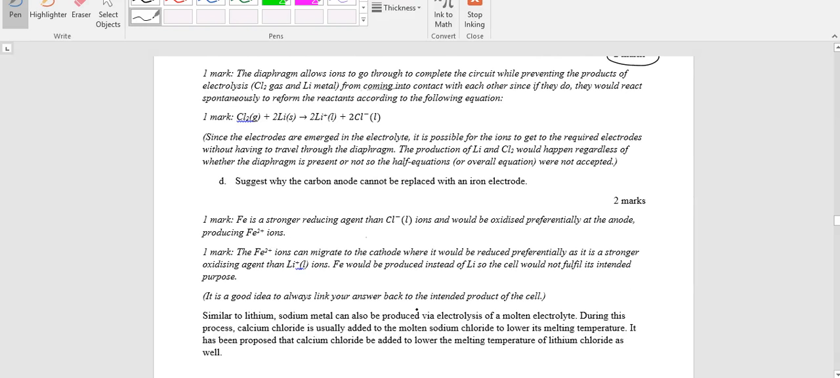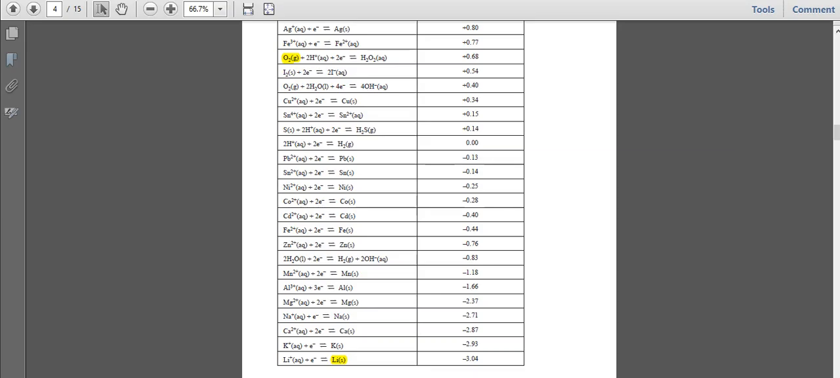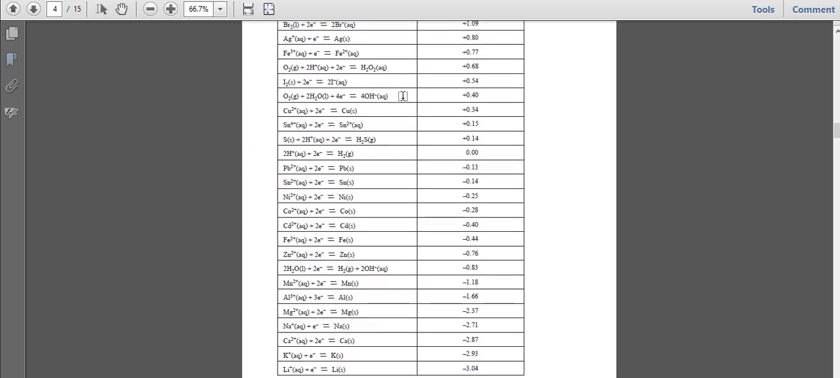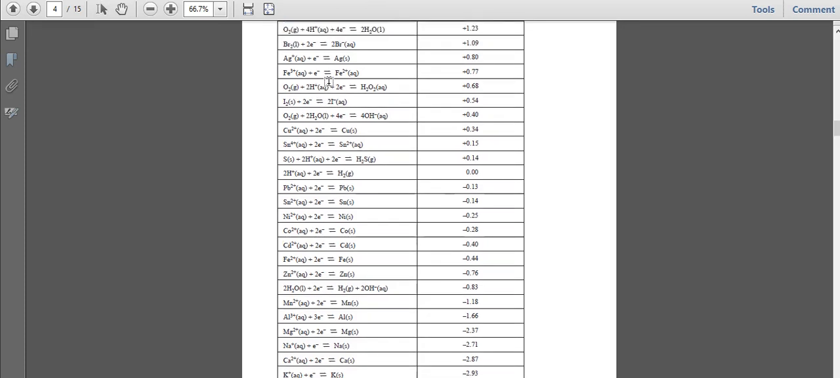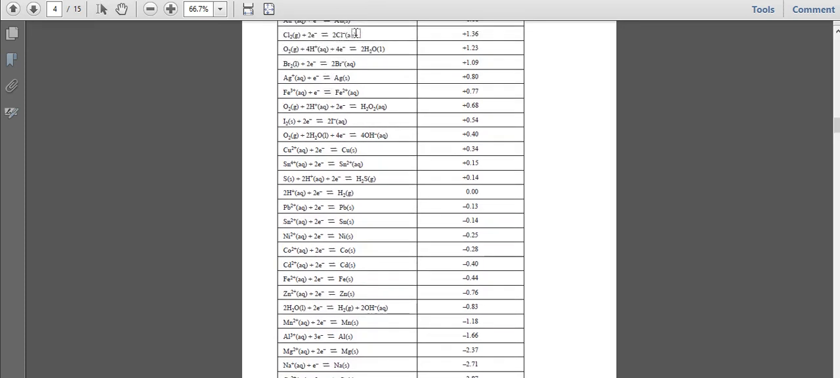Suggest why the carbon anode cannot be replaced with an iron electrode. Okay, this is a 2-mark question. When we talk about replacement of a part of the cell, always go back to the electrochemical series to think and consider whether that is going to compete with anything. Now, I'm just going to highlight things again. So chloride is here and iron is down here.